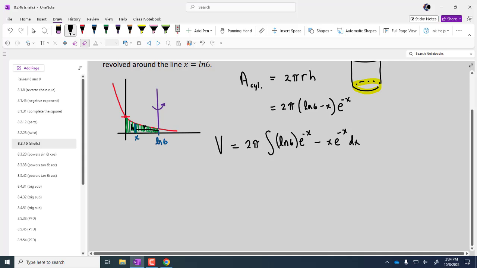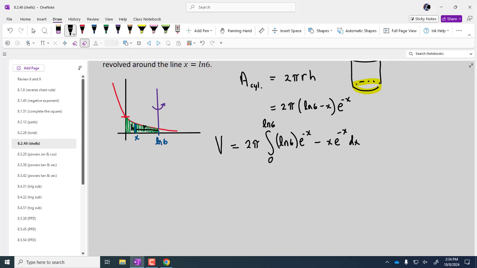And the limits of integration will be what? 0 to natural log of 6. There are cylinders for all x values between 0 and natural log of 6. So we're basically finding the area at each of those x values and compiling them.